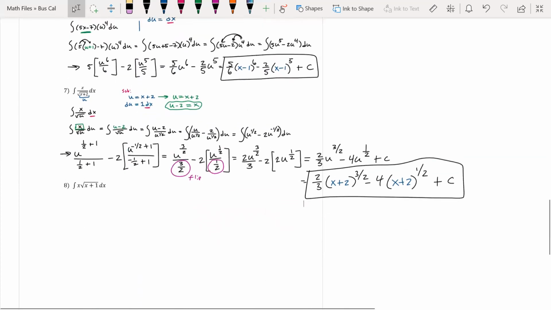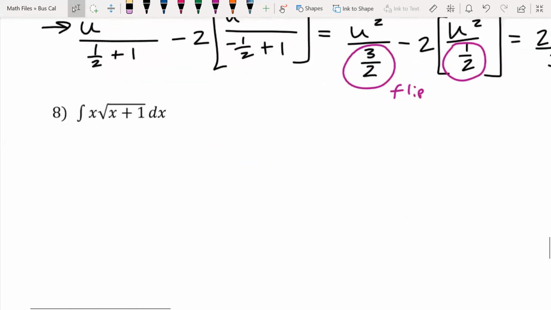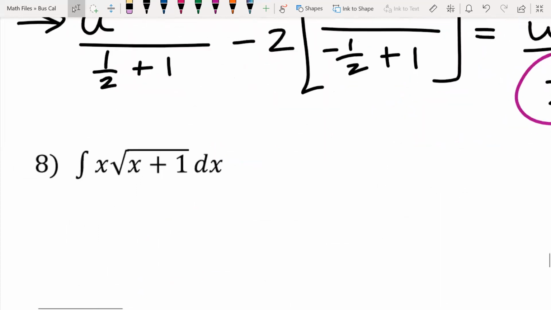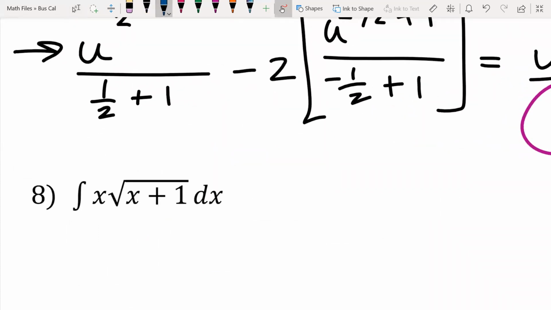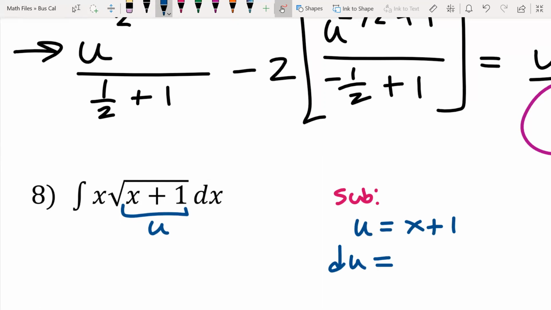True that. All right. Last one. Do it again. Okay. So here we go. Of course, there's the more complicated looking part. Sub, we get u equals x plus 1. Take the derivative and we get du equals 1 dx. There we go.